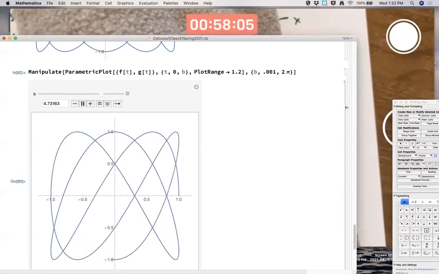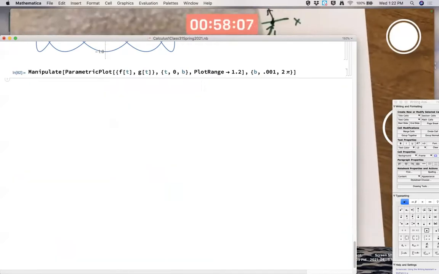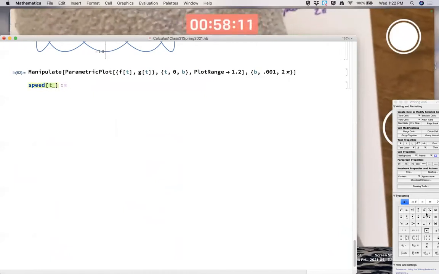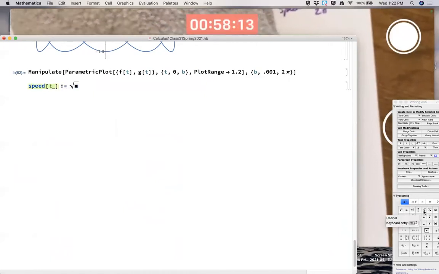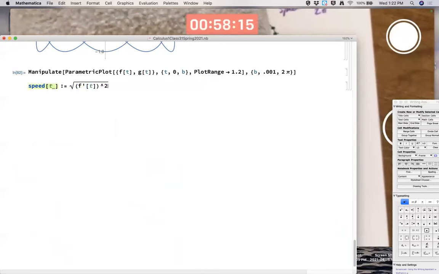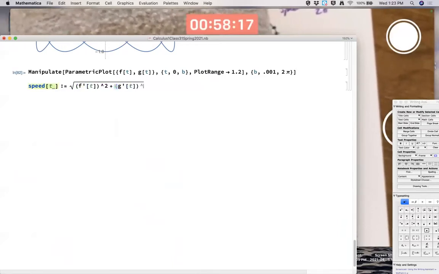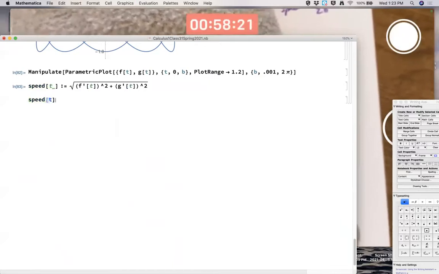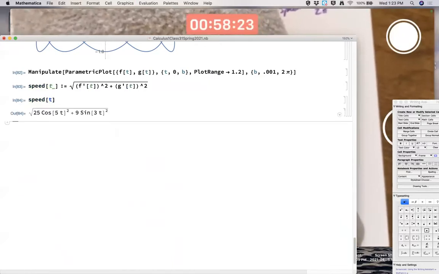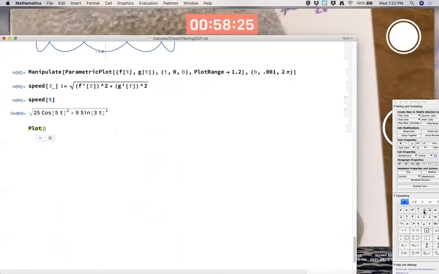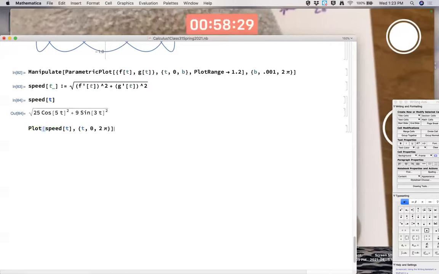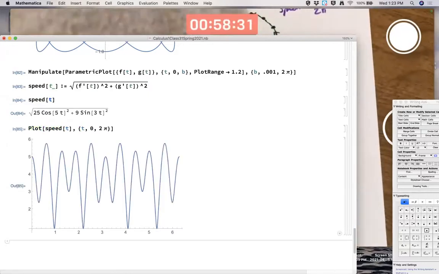What's the speed? I could define it as a function of t, and I could use the square root button over here: f prime of t squared plus g prime of t squared. And I could look at its formula, but it's going to be more enlightening to graph it. Plot the speed as a function of time. There we go. Isn't that pretty as well?